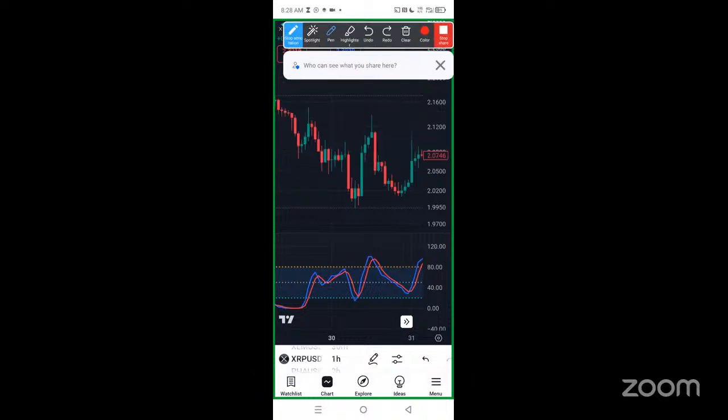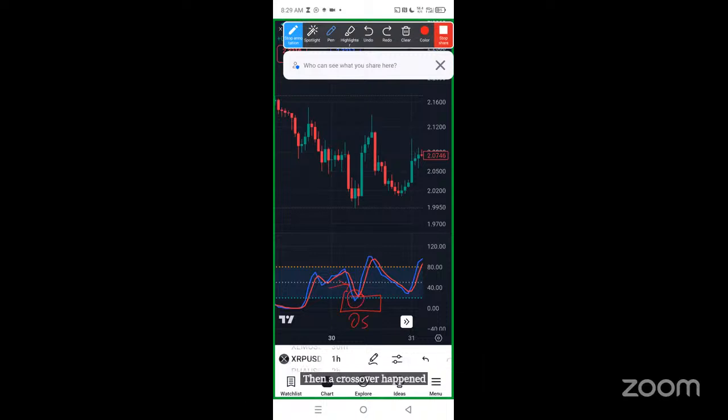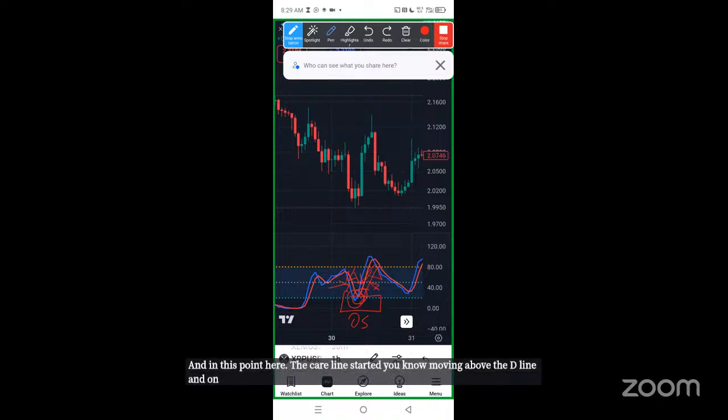So normally, let's begin from here. You see, initially it was a downtrend, as you can see. Then the market price dipped slightly closer to the oversold region. Then a crossover happened, meaning the K line crossed above the red line. And at this point here, the K line started moving above the D line and in that direction.